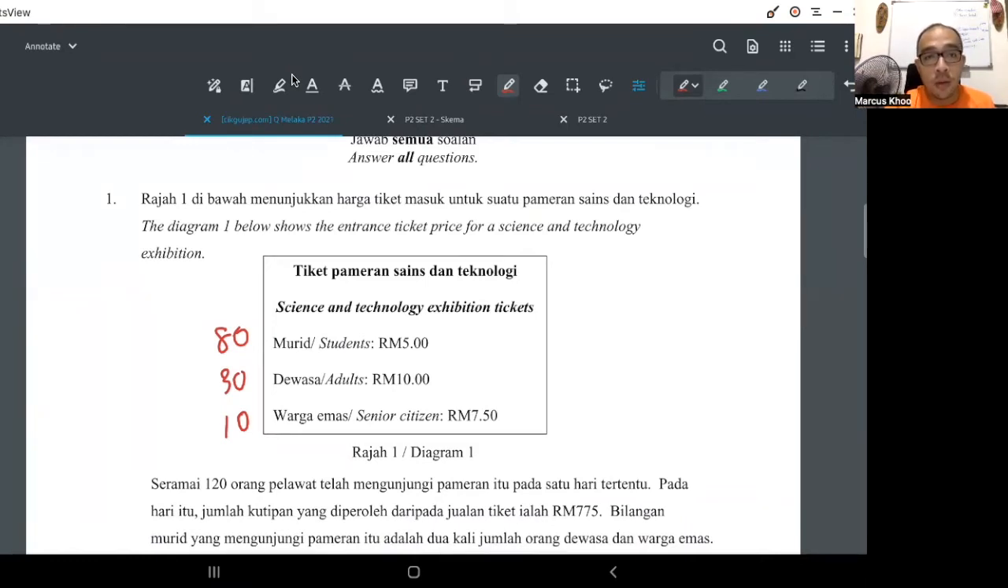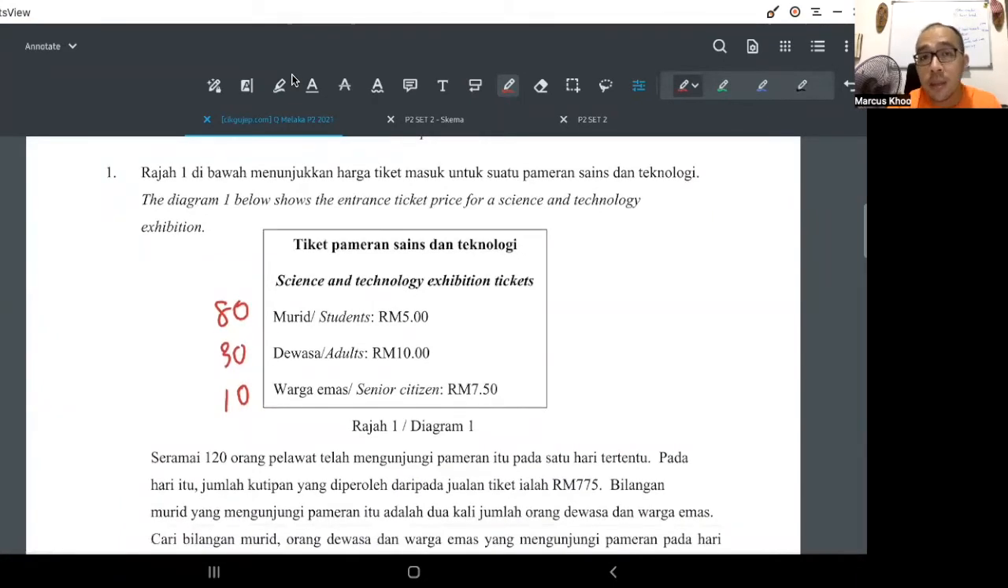Okay, so diagram 1 below shows the entrance ticket price for a science and technology experiment. Okay, pretty similar, ni hampir sama dengan soalan yang kita buat with the Negeri Sembilan one. Which is the, I can't remember that question, but you know, it's the same thing. We seem to be seeing this trend a lot. Okay, for the X, Y, Z questions, we seem to be seeing that students have to form the equation. If the simultaneous equation question is x squared, a quadratic equation question, sometimes you may be required to, but we find that the x, y, z questions, students will have to form the equation.